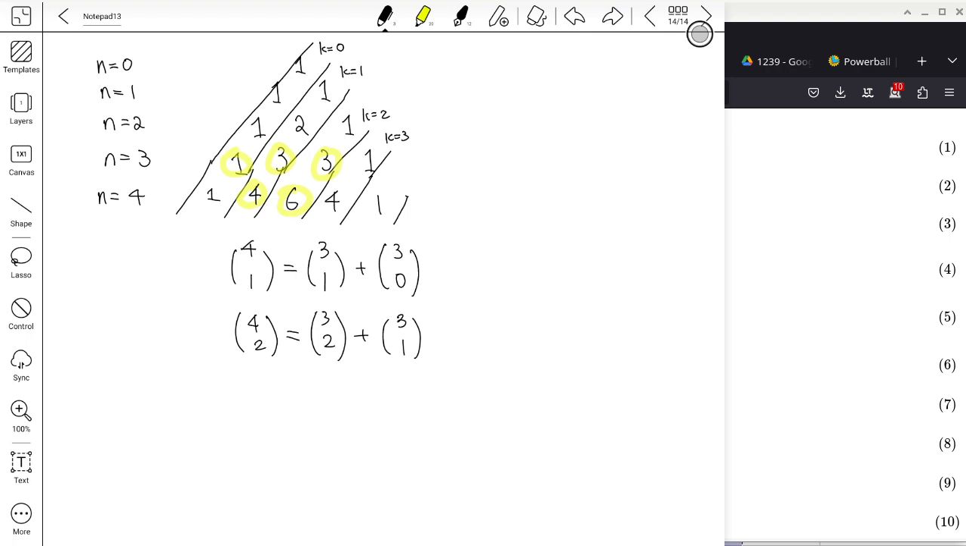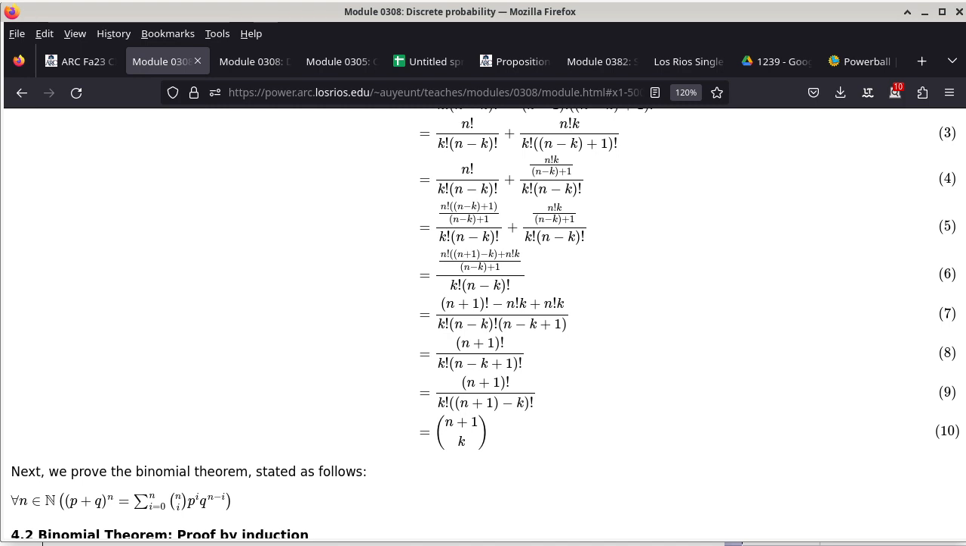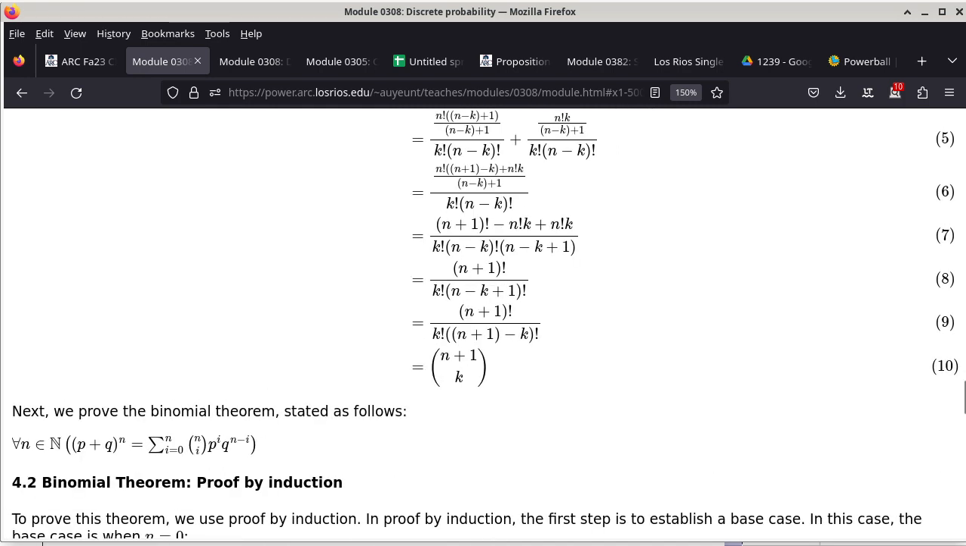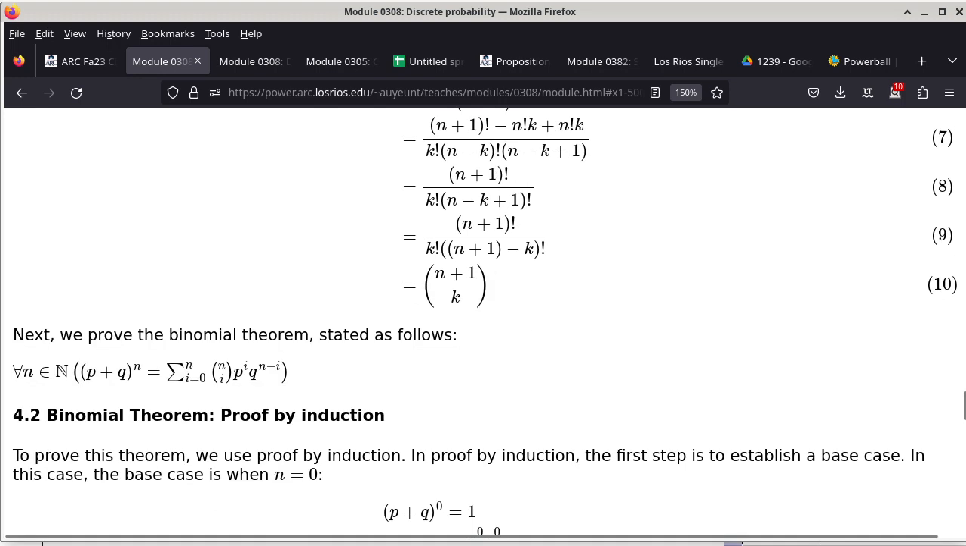All right, so let me switch back to the module over here. All right, so that's Pascal's identity. But Pascal's identity is not exactly what we want, because what we really want is to prove the binomial theorem. The binomial theorem is interesting from a few perspectives. The first one is, what is it really trying to say?